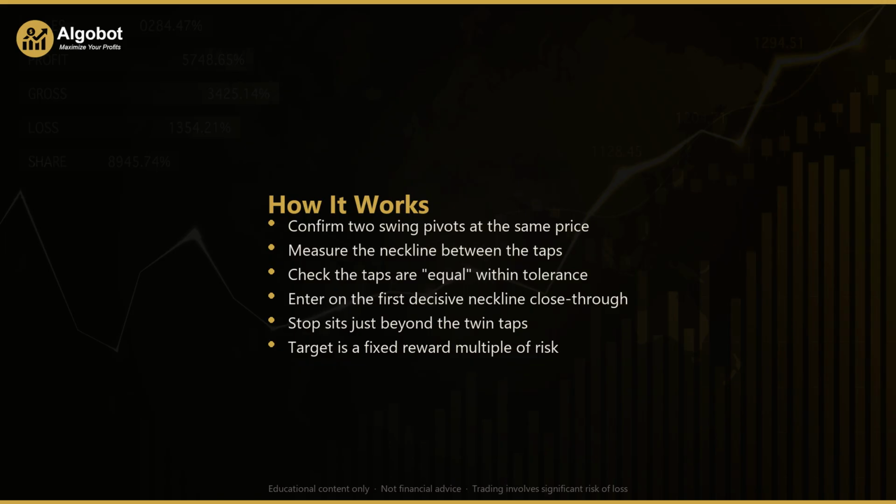The stop loss is placed just below both tap lows, buffered by a small fraction of the pattern height. The logic here is elegant. If price pushes a third time through that level, the double pattern is invalidated, so the trade should be closed.